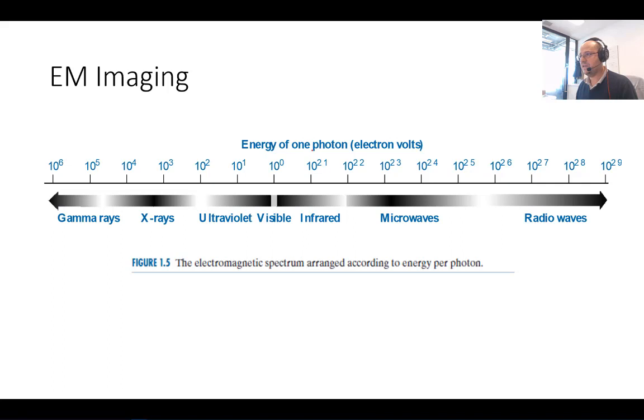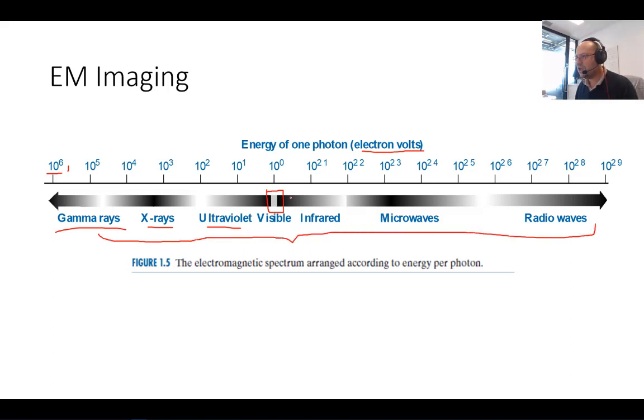This is the energy of one photon in electron volts. So 10 to the power 6 are gamma rays. Then comes X-rays, ultraviolet. You see that the visible light is very narrow. So this is the whole thing that we can see in the world of electromagnetic information. Our eyes are very limited and can only see a little part of it.